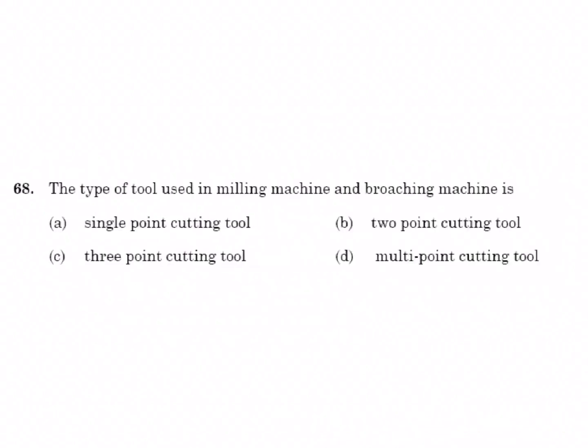The type of tool used in milling machine and broaching machine, both are multi-point cutting tool. So from the options, D is your correct answer.